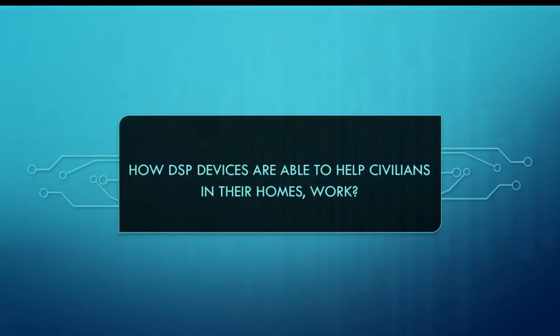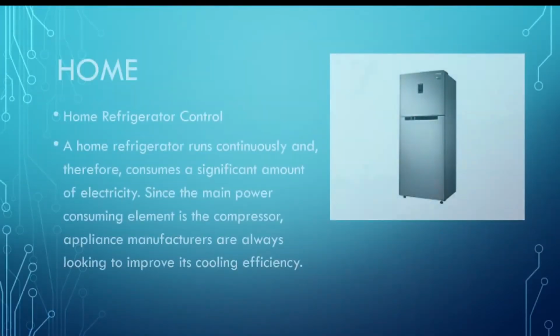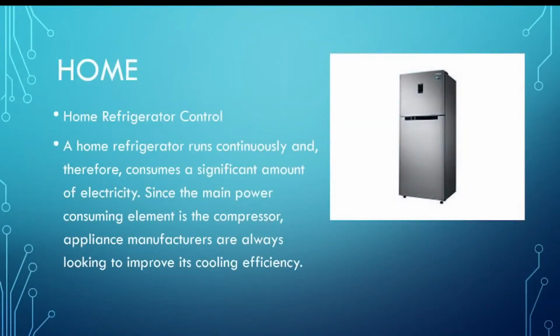So, how are DSP devices able to help civilians in their homes or work? There are many DSP devices found at home that can help civilians, and some of those are these. For example, home refrigerator control. A home refrigerator runs continuously and therefore consumes a significant amount of electricity. Since the main power-consuming element is the compressor, appliance manufacturers are always looking to improve its cooling efficiency.